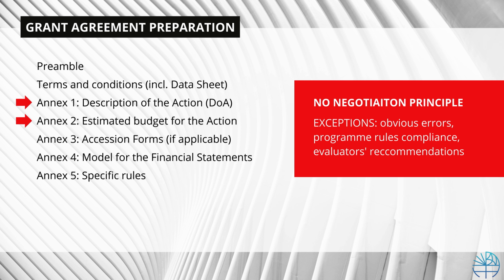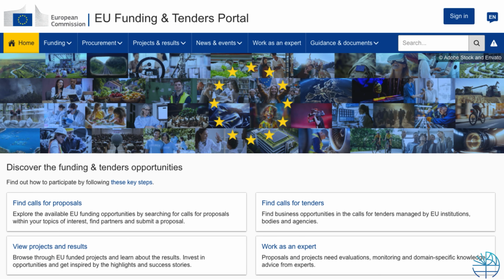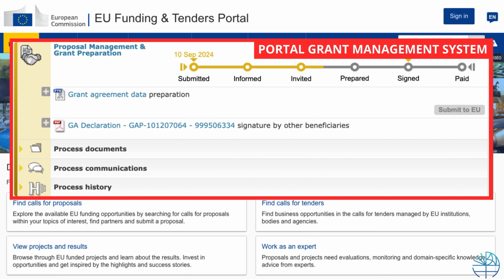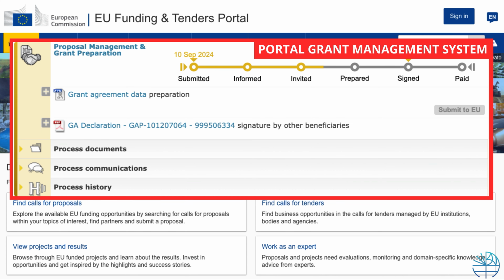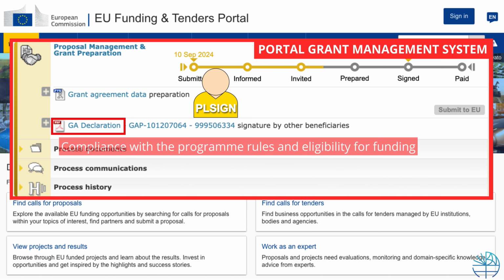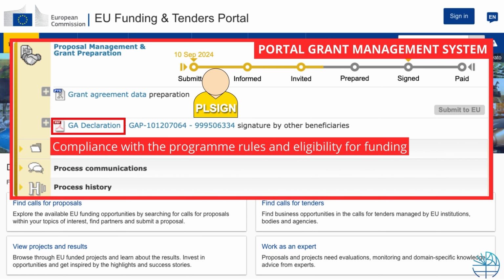Permitted exceptions include the correction of obvious errors, adjustments necessary to comply with the program rules, and incorporating changes based on the evaluator's recommendations, especially budget adjustments for lump sum projects. Each beneficiary must submit all necessary data needed for the grant agreement using the IT tool integrated into the EU funding and tender portal, according to the coordinator's instructions. At this stage, each beneficiary's project legal signatory must also sign a declaration through the portal, confirming compliance with the program rules and eligibility for funding.